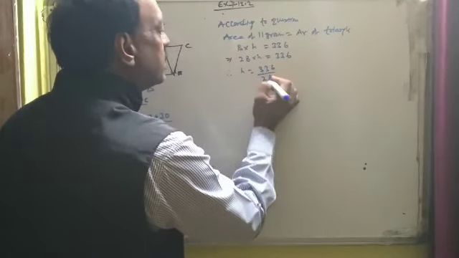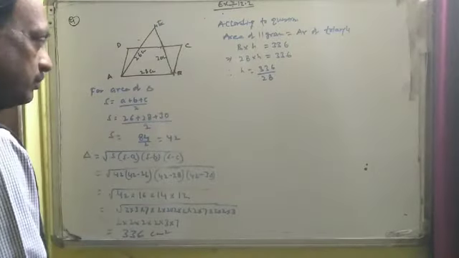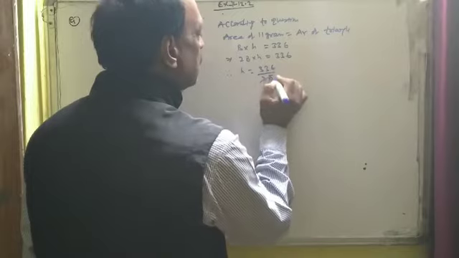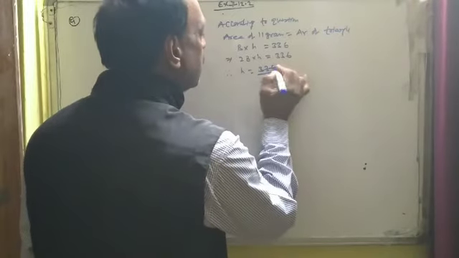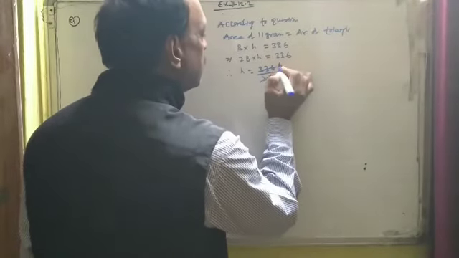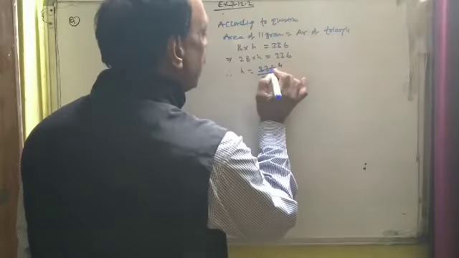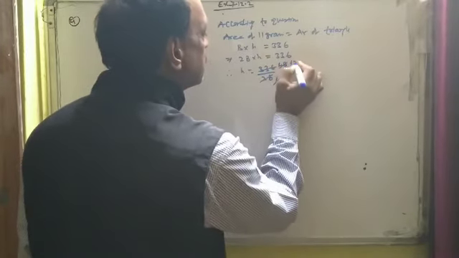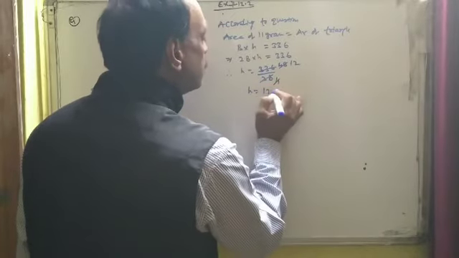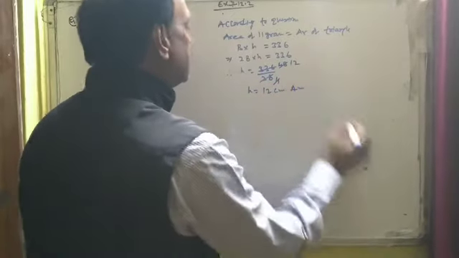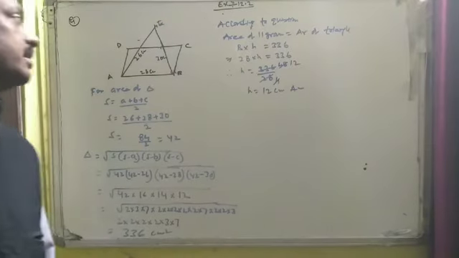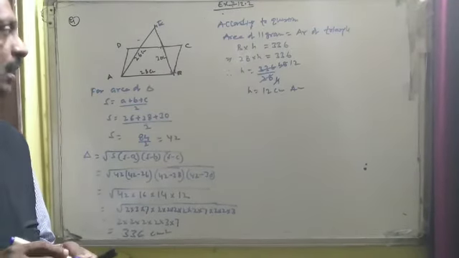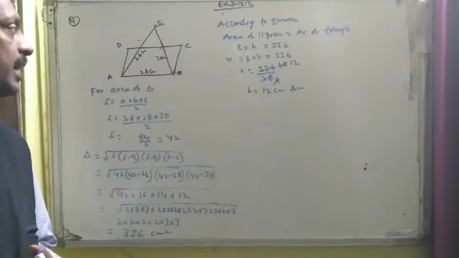336 by 28. Just divide by 7. 7 4s are 28 and 7 4s are 28. 5 and 6, 7 8s are 56. After this it is 12. So height is 12 centimeter. That is the answer. We get the height here, the height of the parallelogram.